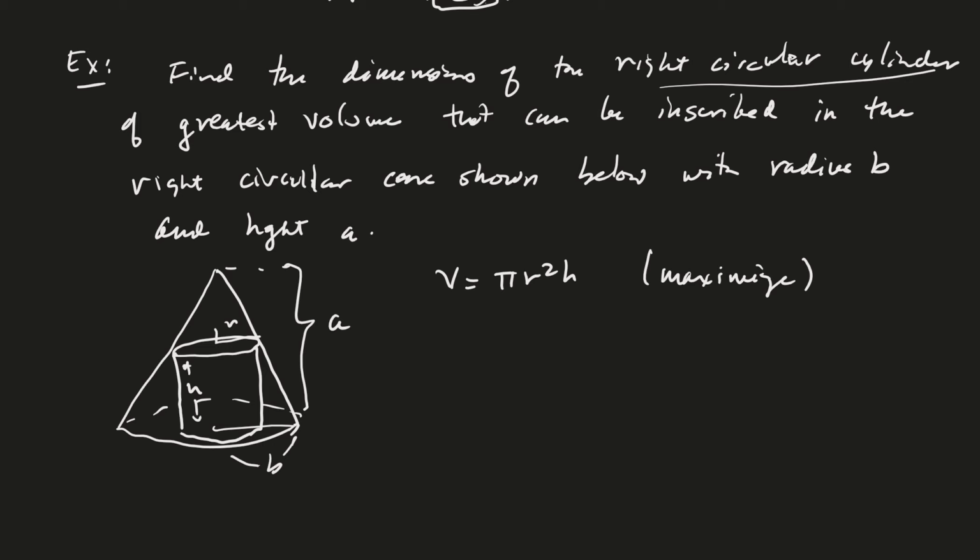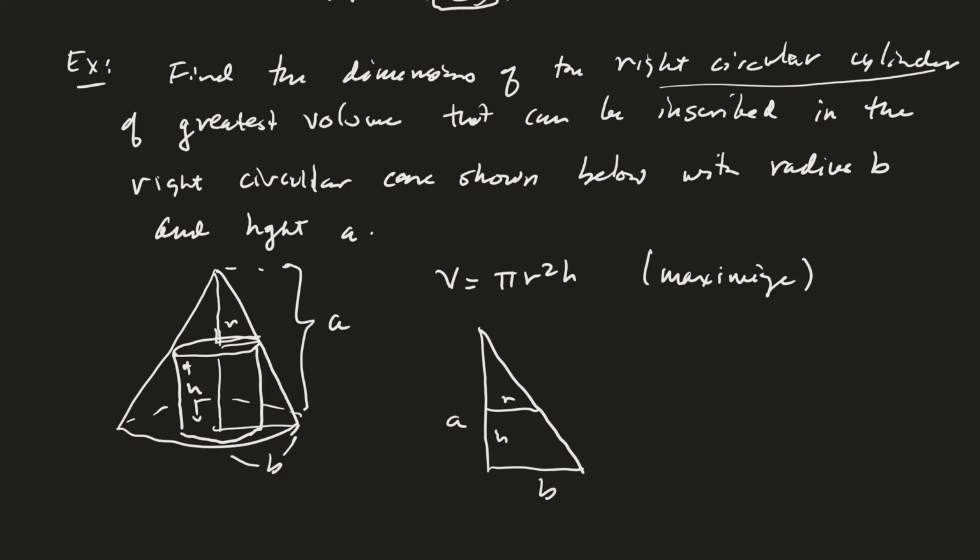Well, let's focus on this. I see a triangle in here. Do you guys see it? And the triangle is looking like this, right, where this is b and this is a and this is r and this is h, right? So is there a relationship between those variables?